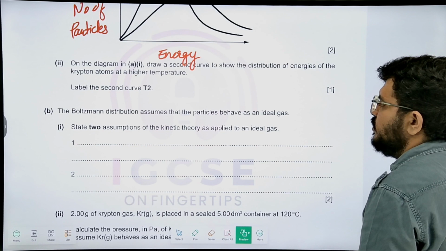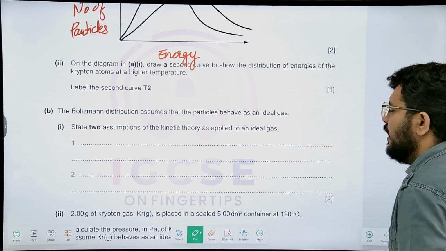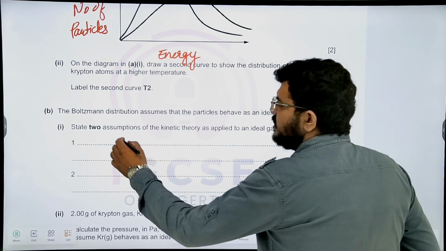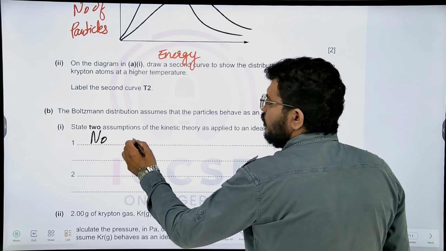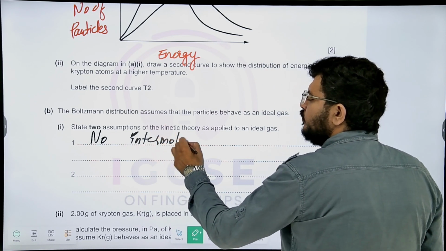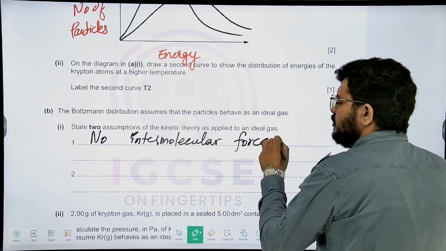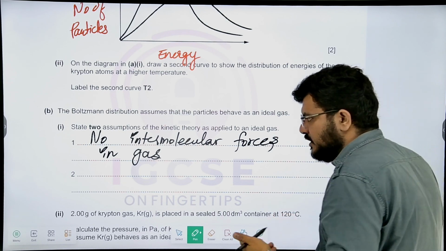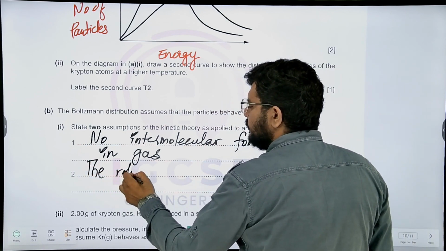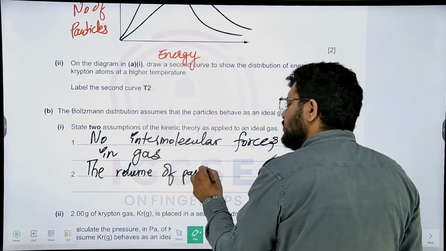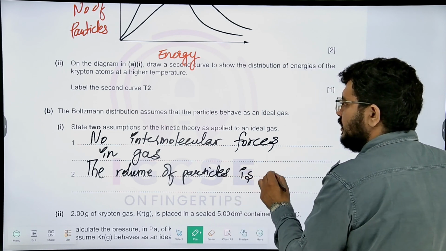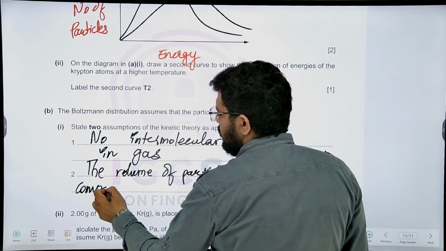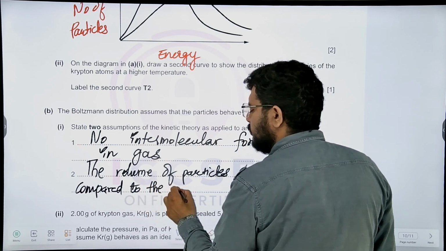Then what is the next question? The Boltzmann distribution assumes that particles behave as an ideal gas. State two assumptions of kinetic theory as applied to an ideal gas. Simply, the two assumptions are no intermolecular forces in gas, right? In an ideal gas, the particles are not attracting each other in any way, and the volume of particles is negligible compared to the volume they occupy.